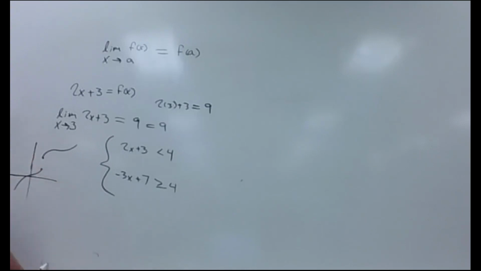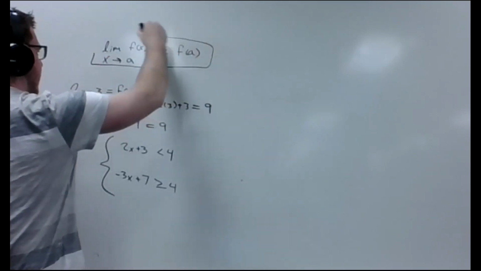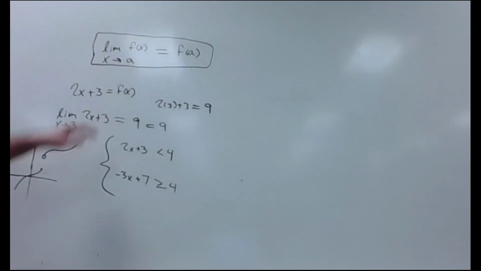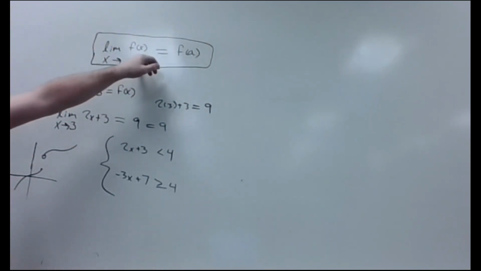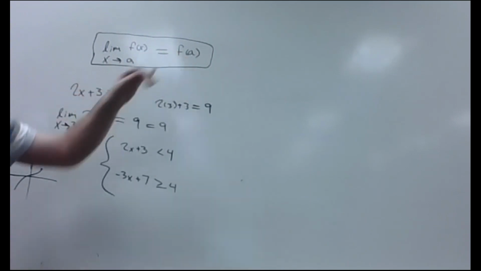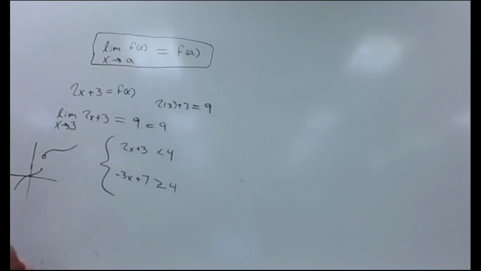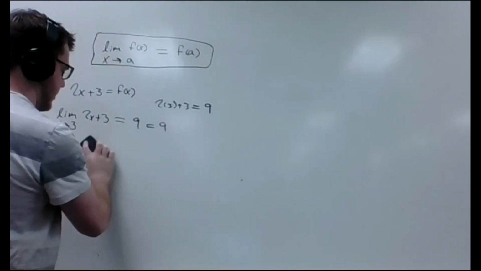All right, so I don't think there's a whole lot of stuff to do there, but just remember this about continuous functions: if the limit of the function as it approaches a value is equal to the function at that value, then it's continuous. Any questions on this?